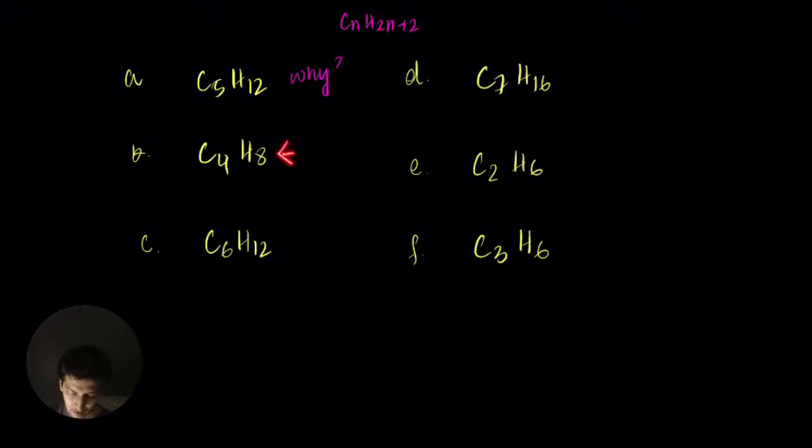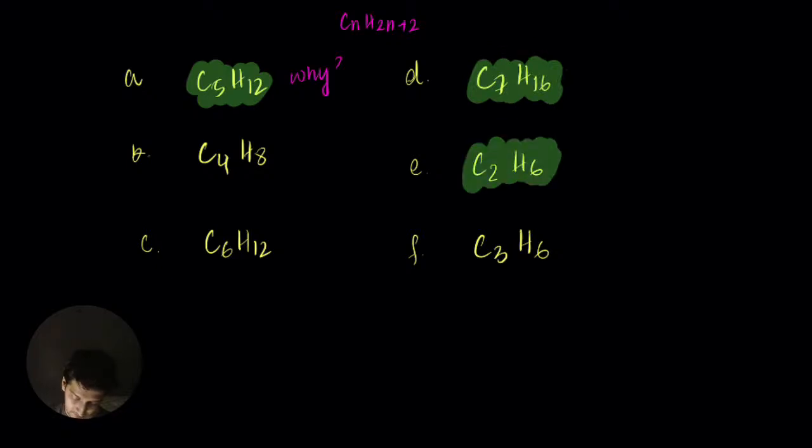Is this an alkane? It's not an alkane because it doesn't fit the general formula. C4, this is just 2n, right? This is not an alkane. It should have been 10. If it was C4H10, it would fit the general formula and would be an alkane. But right now, it's not. So my alkanes are C5H12, C7H16, C2H6. And the others are not alkanes.